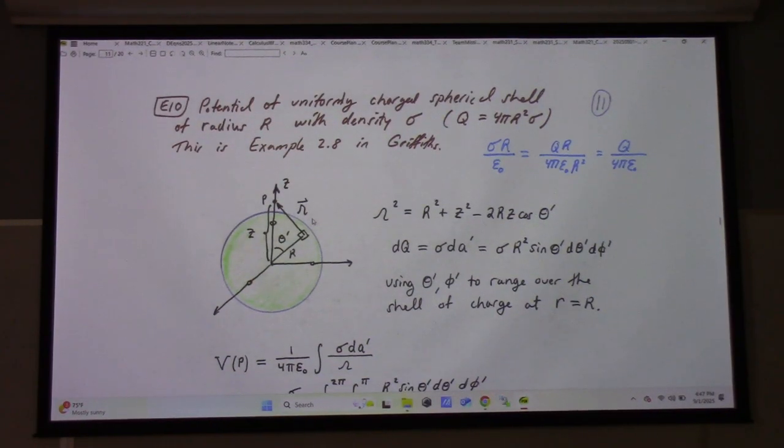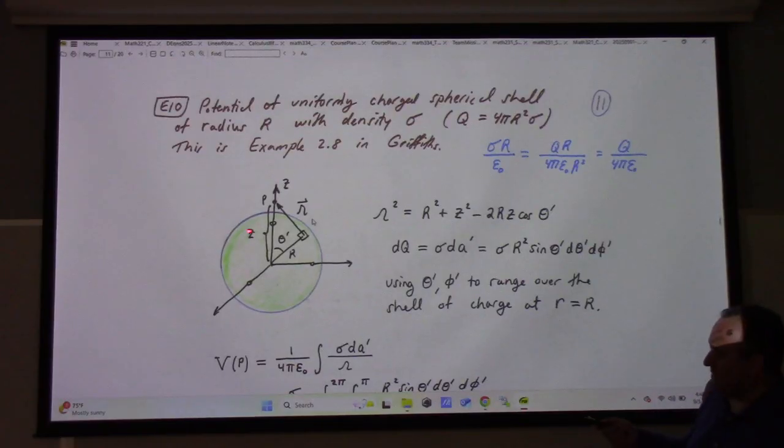All right, so in this example, we have the uniformly charged spherical shell of radius r with density sigma. So Q is 4 pi r squared sigma. This is example 2.8 in Griffiths. This is a calculation he does more than one time. So if you try to understand it once, then you'll understand his later derivation, which also uses this, I noticed.